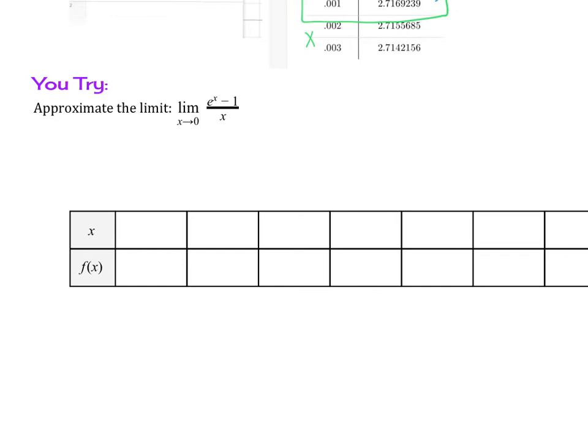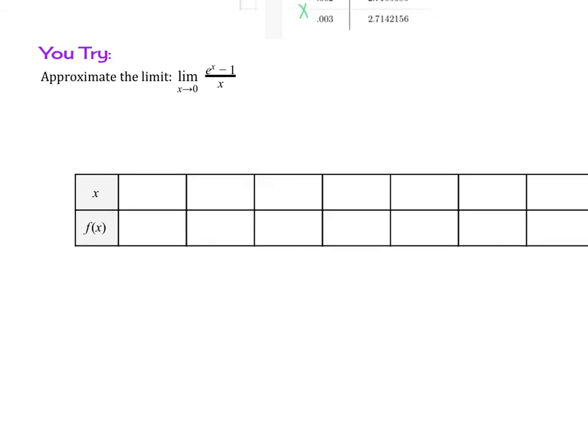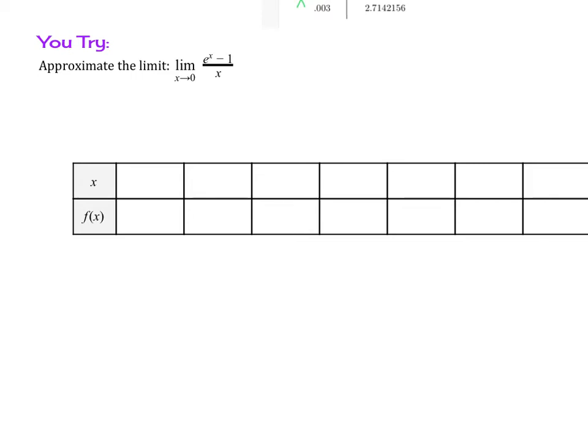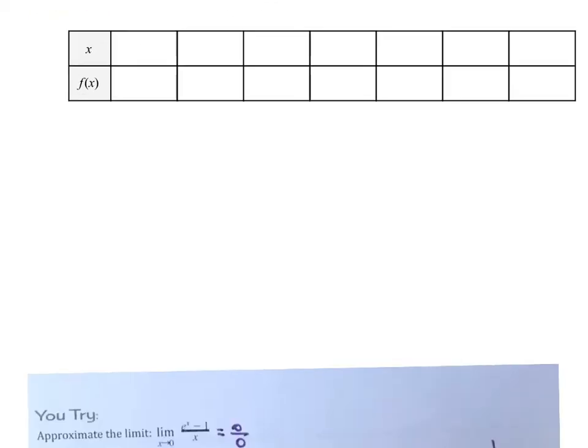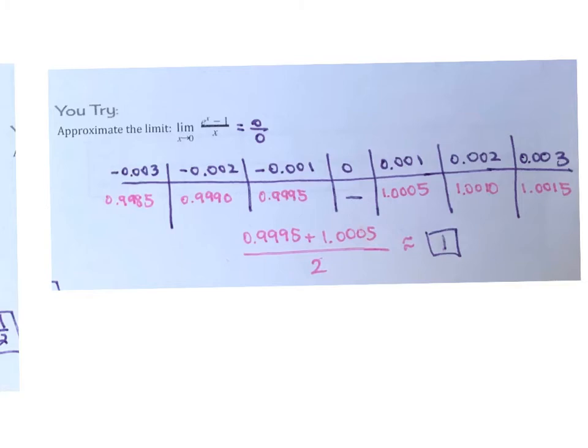Approximate the limit as x approaches 0 of (e to the x minus 1) over x. Go ahead and type it into Desmos, see if you can get the information and what you will find as the answer. So here's my table. I don't have the pictures that I took from Desmos, so I just wrote it down. I noticed to the left of 0, negative 0.001, and to the right, 0.001, I have 0.995 and then 1.005, and I divide that by 2. I find that it's approximately 1, and I'm sure if you looked at the graph, you would see that it does hit 1 as well.